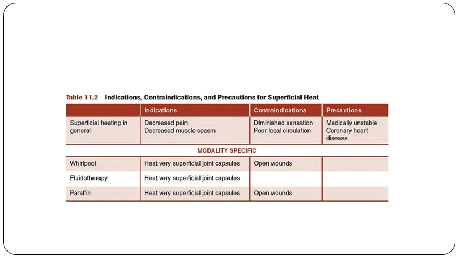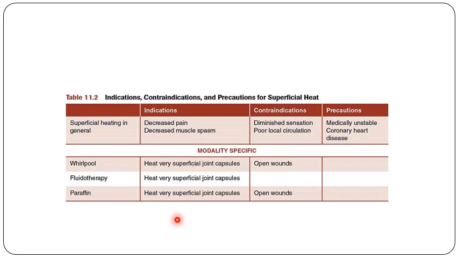So here's the table, and again, we get into some modality specific indications and contraindications. You have the general superficial heating, and then you have the modality specific. We'll talk about these three modalities in a second. These are whirlpool, fluidotherapy, which is essentially what we call a dry whirlpool, and a paraffin bath, which is the melted wax. They're very good for heating superficial joint capsules.